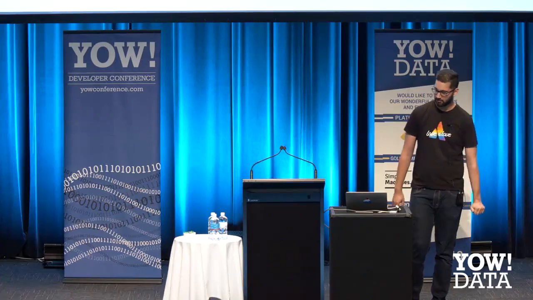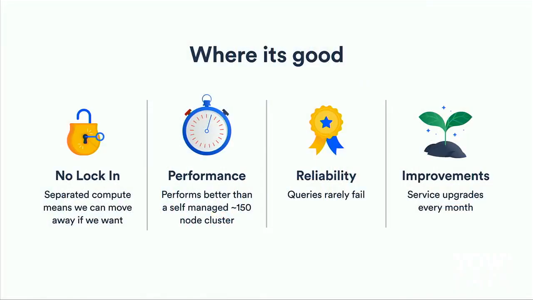We only really switched across to Athena because we got sick of putting out fires in Presto. Presto was really hard to manage. It broke all the time. It basically took 1 or 2 developers in my team to keep it up and running all the time. So where Athena is good is that there is no lock-in.